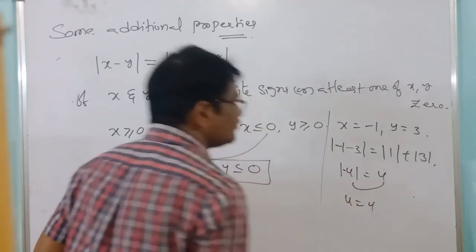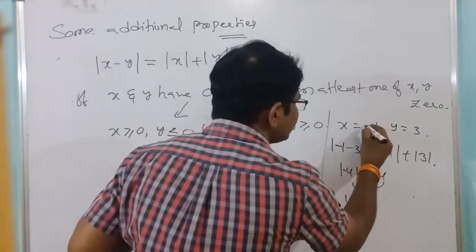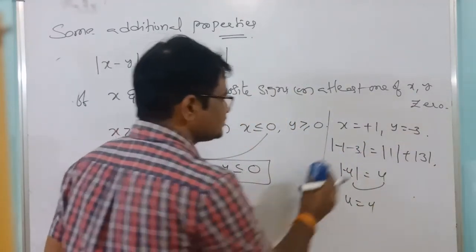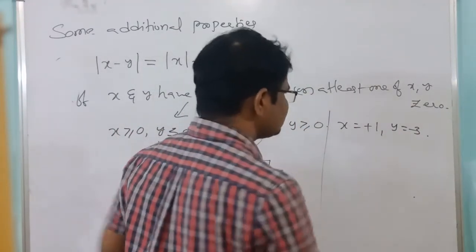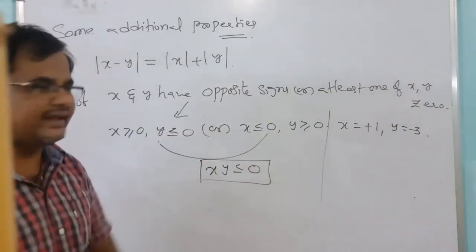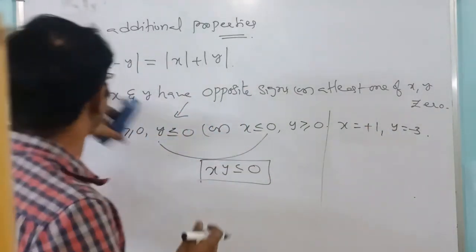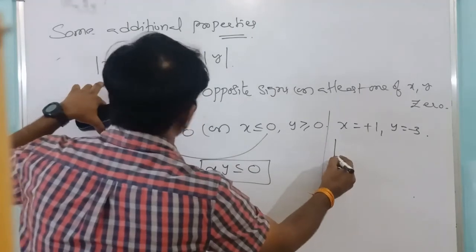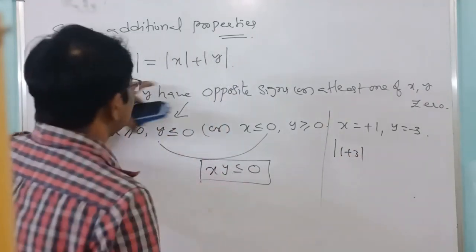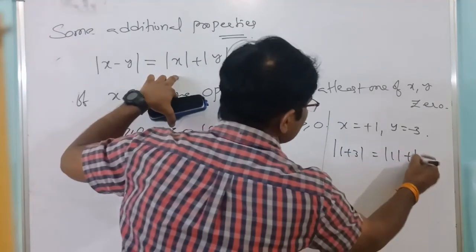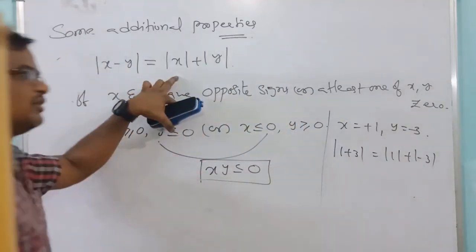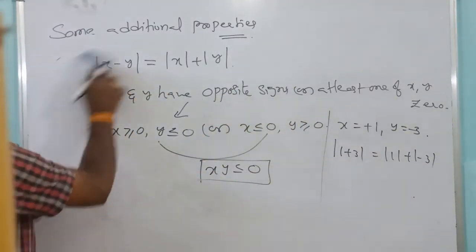Now here 4 only. So both are the same. 4 equal to 4. Suppose here you take plus and here you take minus. So what will you get? Chance is there, because one is positive and one is negative. Substitute here modulus of 1 minus of minus plus 3, here modulus of 1, modulus of minus 3. Simplify, you will get it. So that's why. Right.